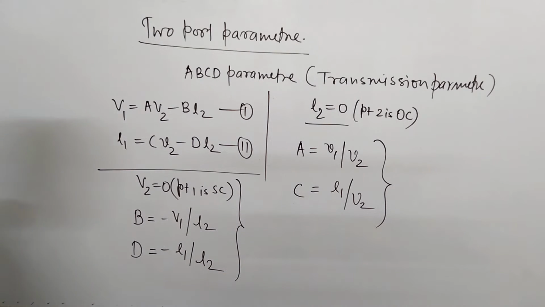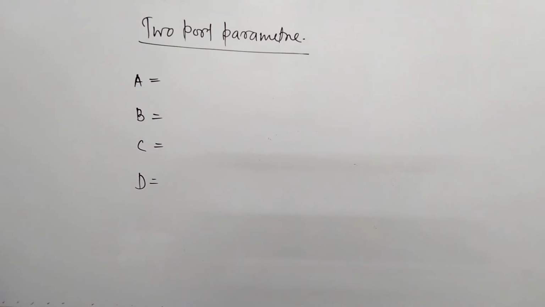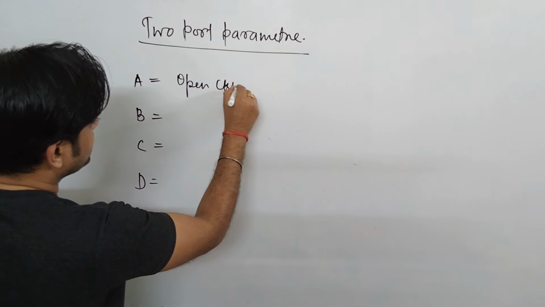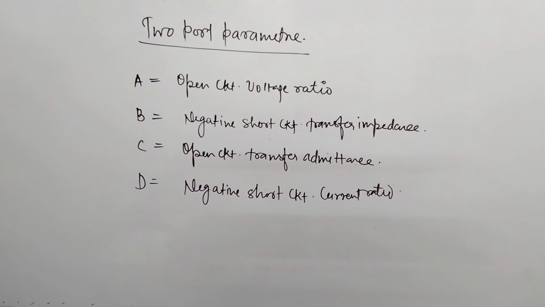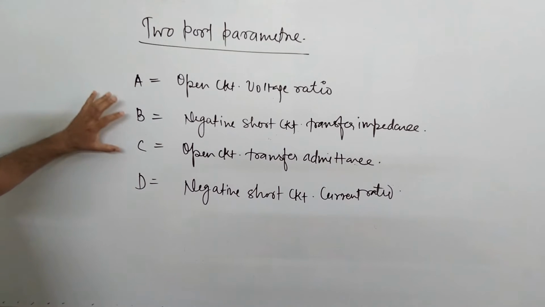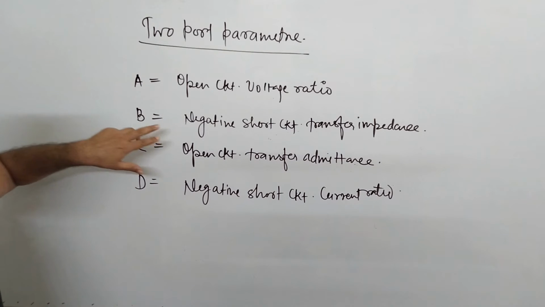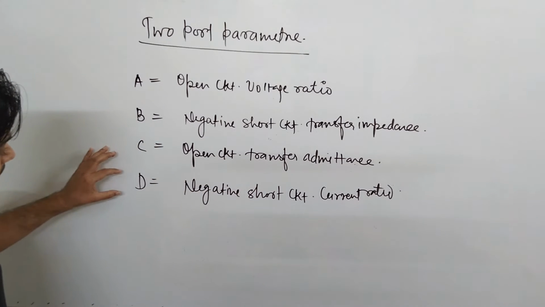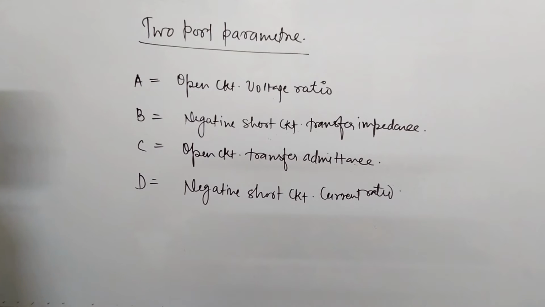Okay, now we will see the nomenclatures of ABCD. A is referred to as open circuit voltage ratio here. So this is known as ABCD, and we have seen the nomenclature of ABCD transmission parameters, that is A open circuit voltage ratio. If you see the value of ABCD, you will find B is your negative short circuit transfer impedance, C is your open circuit transfer admittance, and D is your negative short circuit current ratio.